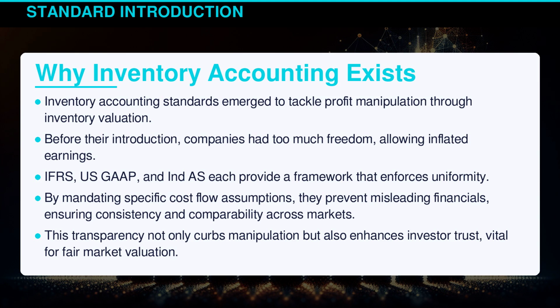Inventory accounting standards emerged to tackle profit manipulation through inventory valuation. Before their introduction, companies had too much freedom, allowing inflated earnings. International financial reporting standards, U.S. generally accepted accounting principles, and Indian accounting standard each provide a framework that enforces uniformity. By mandating specific cost flow assumptions, they prevent misleading financials, ensuring consistency and comparability across markets. This transparency not only curbs manipulation, but also enhances investor trust, vital for fair market valuation.